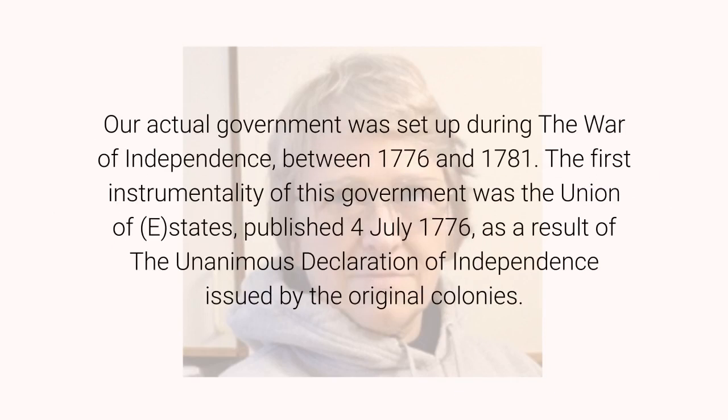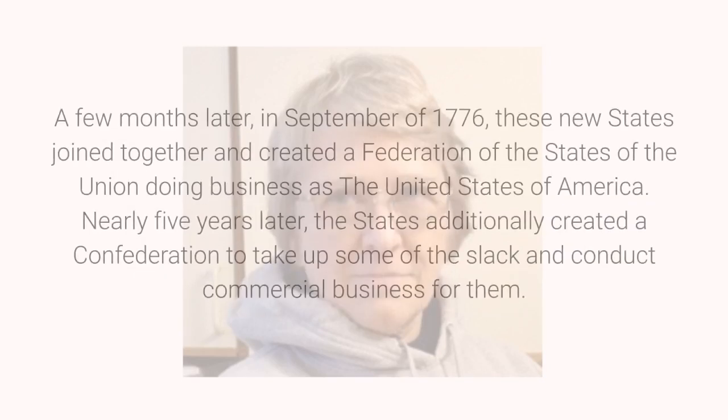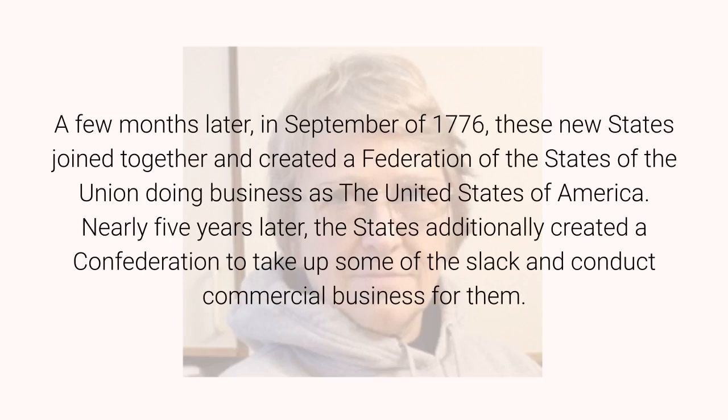Our actual government was set up during the War of Independence, between 1776 and 1781. The first instrumentality of this government was the Union of States, published 4 July 1776, as a result of the Unanimous Declaration of Independence issued by the original colonies. A few months later, in September of 1776, these new states joined together and created a federation of the states of the Union doing business as the United States of America.